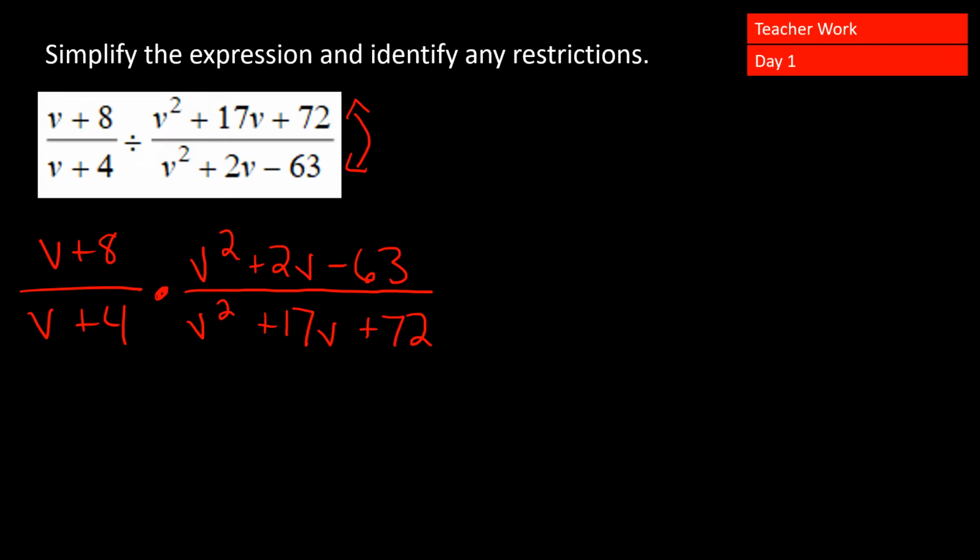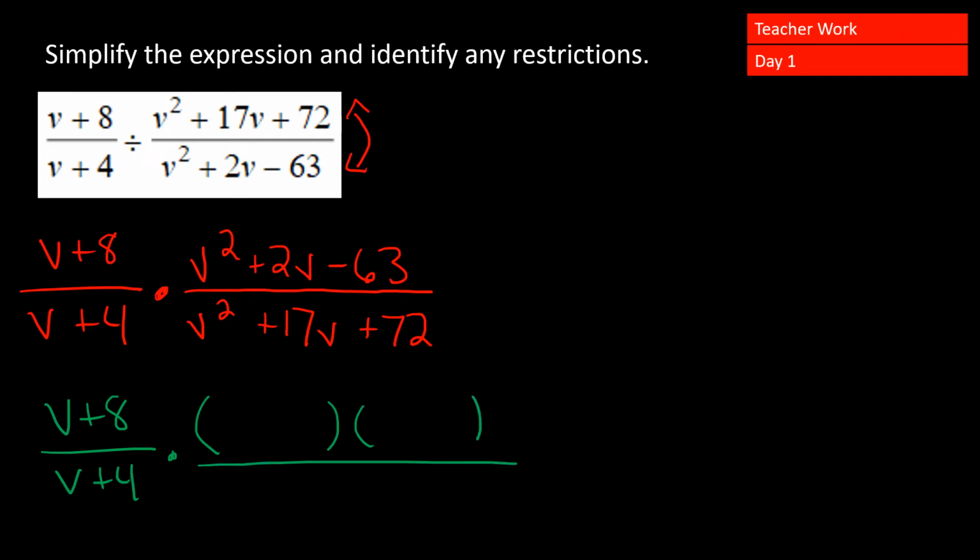And so when we're multiplying this across, your brain should automatically start clicking, I have these trinomials here. I should really try to break these trinomials down into some binomials. So we're going to have v plus 8 over v plus 4 times, so in our numerator here, we're going to break this down to two binomials. To get v squared, that'd be v times v. I want two numbers added or subtracted that give me 2, but multiplied give me 63. Well, that would be a plus 9 and a negative 7. 9 minus 7 is 2, and 9 times negative 7 is a negative 63.